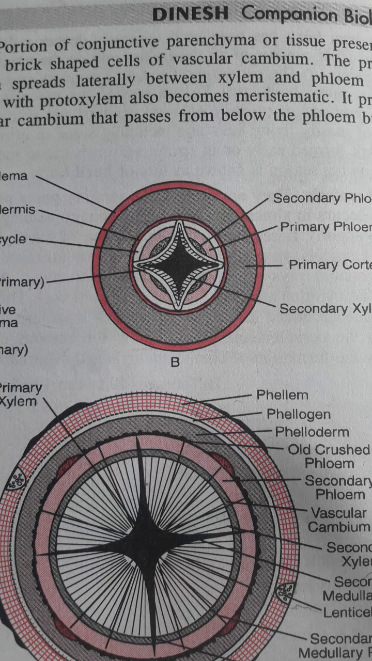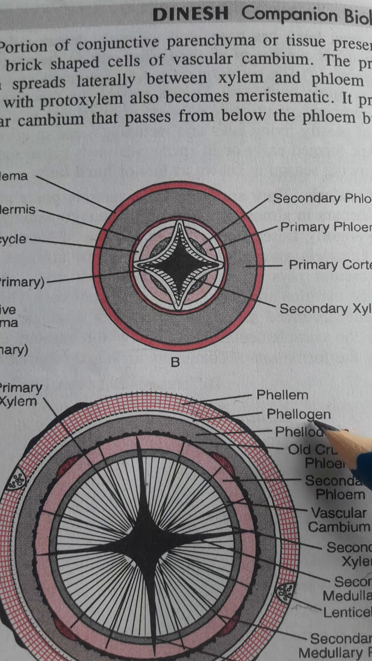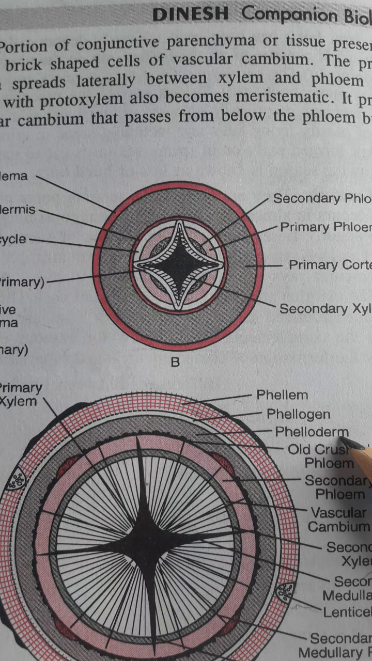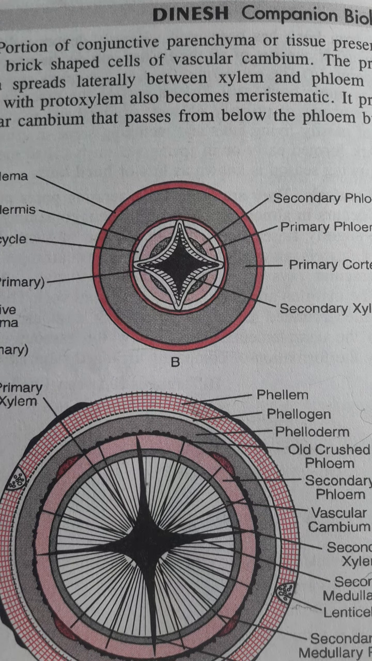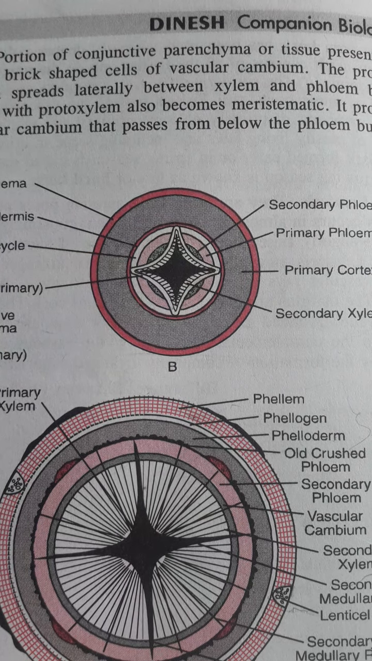Okay, now the phellem, phellogen and phelloderm, that means the cork cambium or phellogen will divide on the outer side and inner side. Outer side it will give rise to the phellem, and towards the inner side it will give rise to the phelloderm. All these together are known as the periderm tissues. Okay, so this is the whole thing about the anatomy, secondary growth of dicot root.